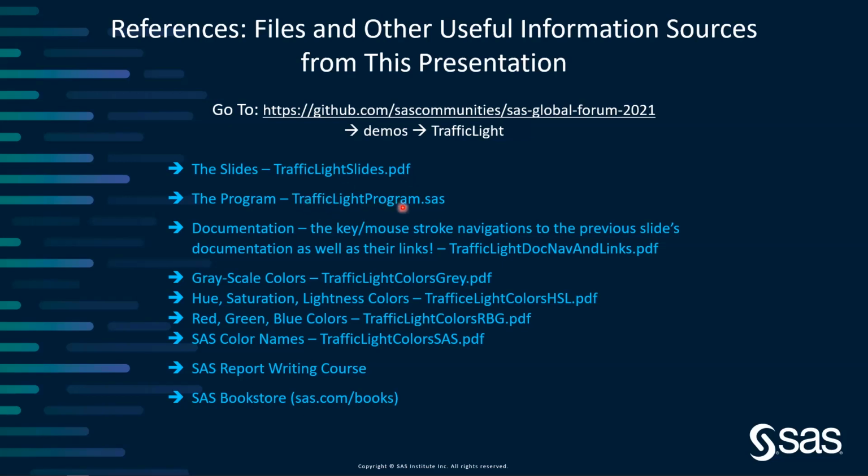There is a traffic light program, which is my SAS program from start to finish with all of the code that we talked about. There is a documentation PDF where I actually have the navigation, how to get to those links that I provided for you step by step. And then there are 4 other PDFs having to do with the various color codes. All those files are in this GitHub location.